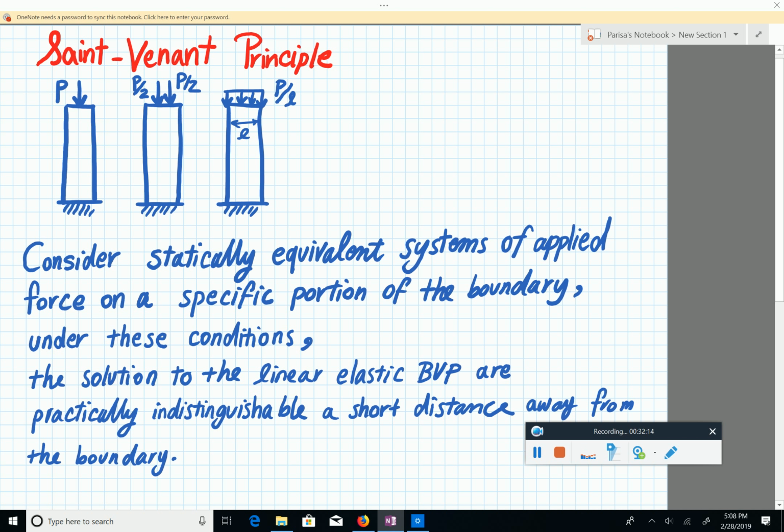So sometimes it's easier if you have. Now the codes are becoming so good that they take care of it, but a few years back, if you put a force directly on the boundary, you would normally have some problems around the force. So you would actually turn the force into pressure. So that principle tells you that as long as you are not interested in the area near the load, then you are fine everywhere else. Right.